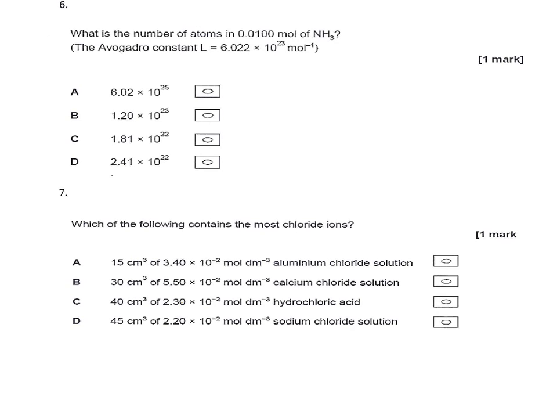For this next one, we have 0.01 moles of ammonia. So to find out how many molecules of ammonia we have in 0.01 moles, it's going to be 0.01 times Avogadro's number.